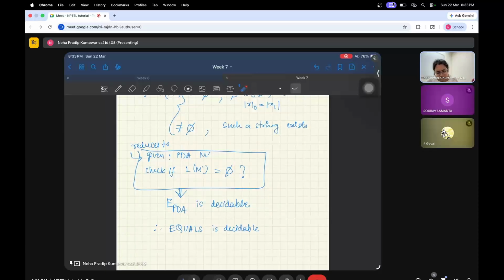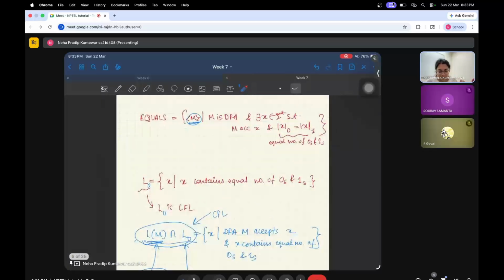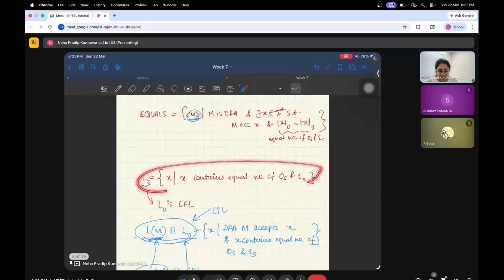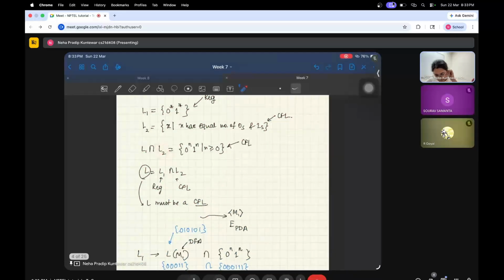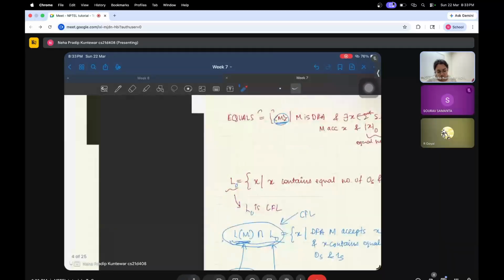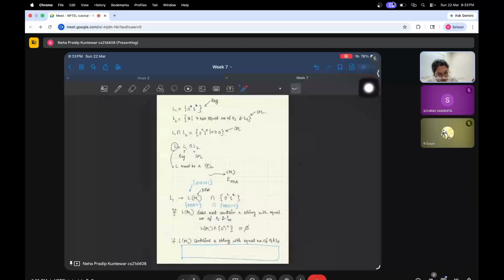I think the mistake we made last time was that we did not take the correct language to take the intersection with. Instead of taking this, I think we took 0 to the n, 1 to the n, which just does not work for us. So yes, this step was not correct. So maybe I'll just delete this so that there's no confusion.